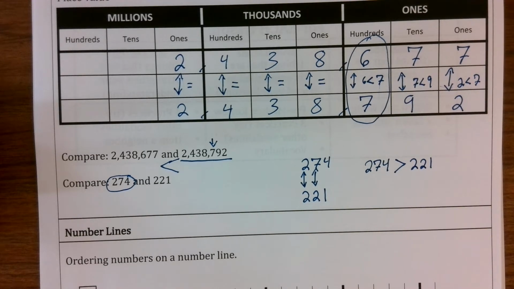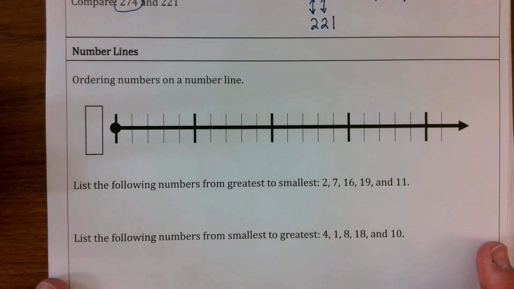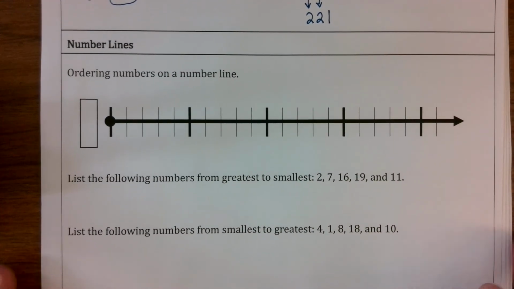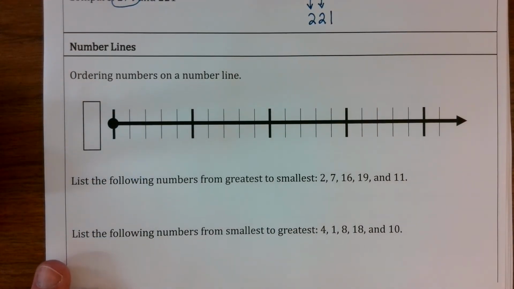Cool. All right, let's move on to refresh our memory about number lines. It might be a minute since you've looked at a number line. We're going to ignore this box right here. It's not supposed to be there. But we're going to look at ordering numbers on a number line.